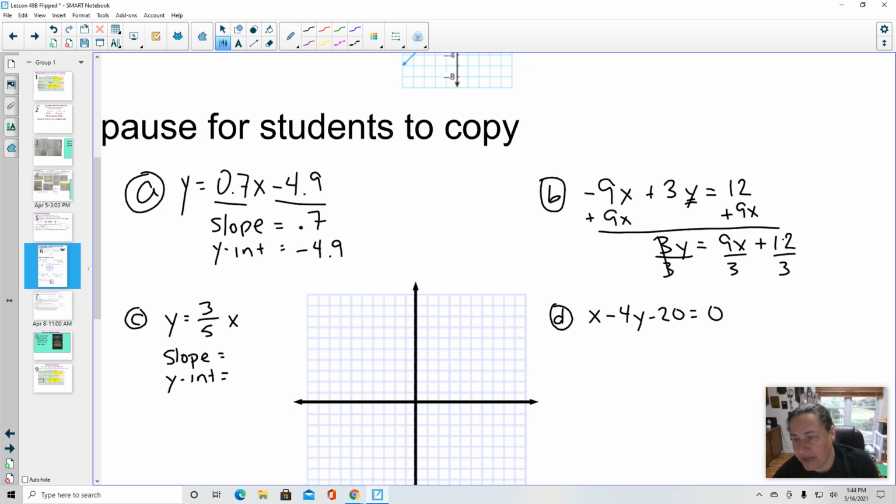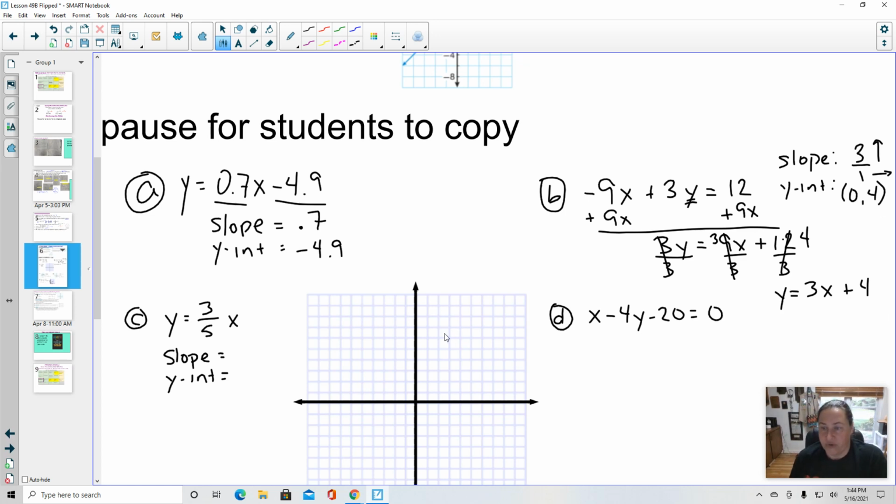So 3 divided by 3 is 1. That leaves me with y equals 9 divided by 3 is 3, so 3x plus 12 divided by 3 is 4. My slope-intercept form there is y equals 3x plus 4. So my slope for this one, I have to remember what they asked me for, is 3. So it's really 3 over 1. So it's up 3 over 1, rise over run. And my y-intercept is the first point where I'm going to start, and it is 0, 4.